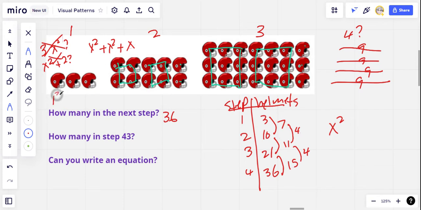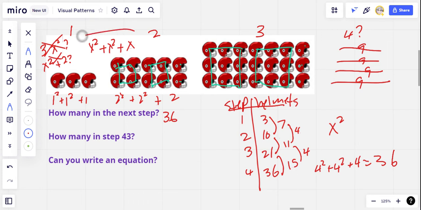So in step 1 it will be 1 squared plus 1 squared plus 1. Well, that would be 3. Here in step 2 would be 2 squared plus 2 squared plus 2. That'd be 4 plus 4 plus 2. That would be 10. Yeah, and 3 squared, 9, plus 9 plus 3 would be 21. And let's double check on step number 4. So that would be 4 squared plus 4 squared plus 4. So that would be 16 plus 16 is 32 plus 4. Yeah, that equals 36. All right, I think we have this. I think this is our equation. So we'll jot that down here.